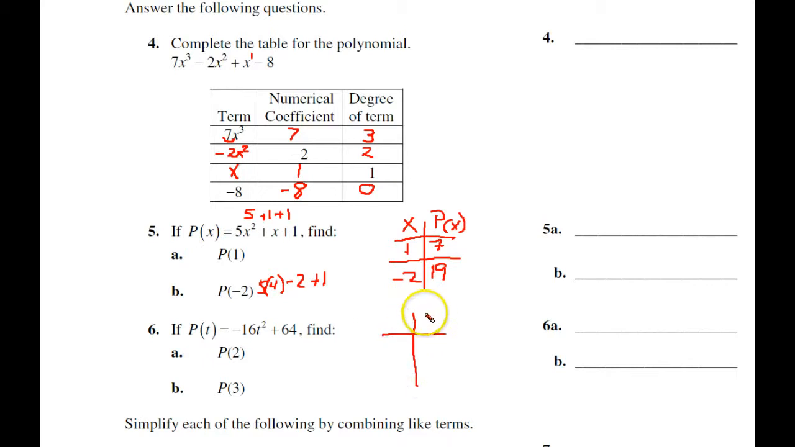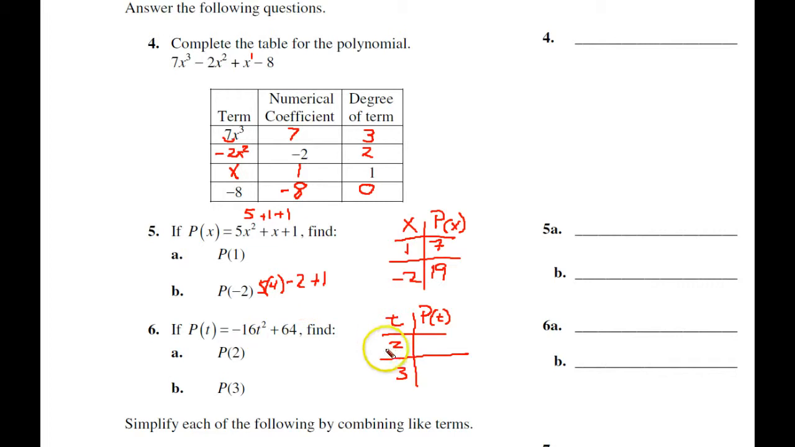A little t-chart. This is just giving you a way to do it. And this will be t here. So t is 2, t is 3. This is the formula for a falling body. I think we did something like that.